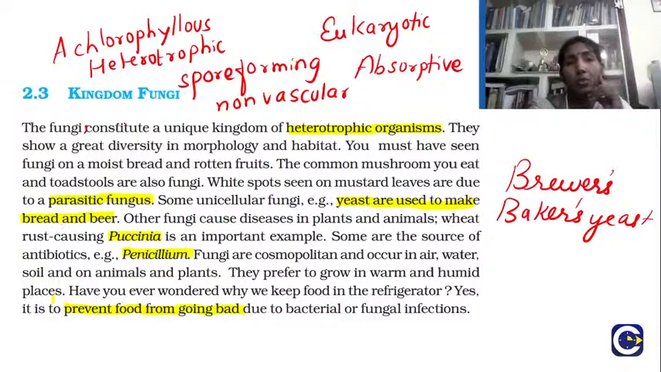And some are the sources of antibiotics. Yeah, we are aware of it. Penicillin, an antibiotic that turned the whole world around. Where did it come from? Penicillin is the antibiotic. Alexander Fleming was the person who discovered it. He discovered it from Penicillium notatum. So fungi are cosmopolitan. They occur in air, water, soil and on animals, plants, you can see them everywhere.